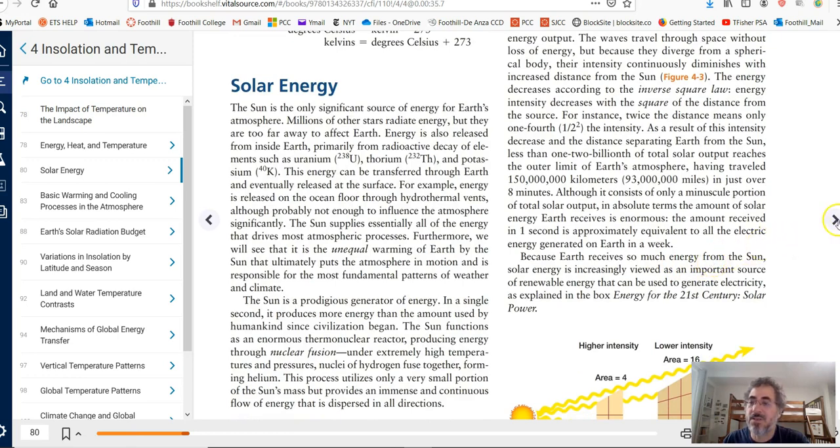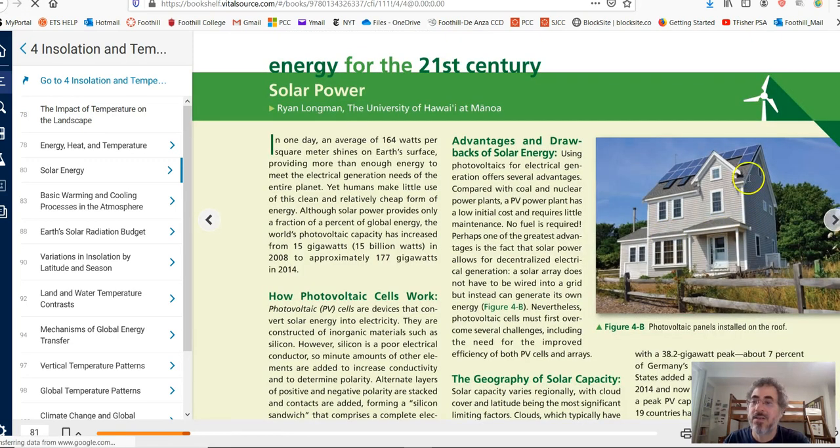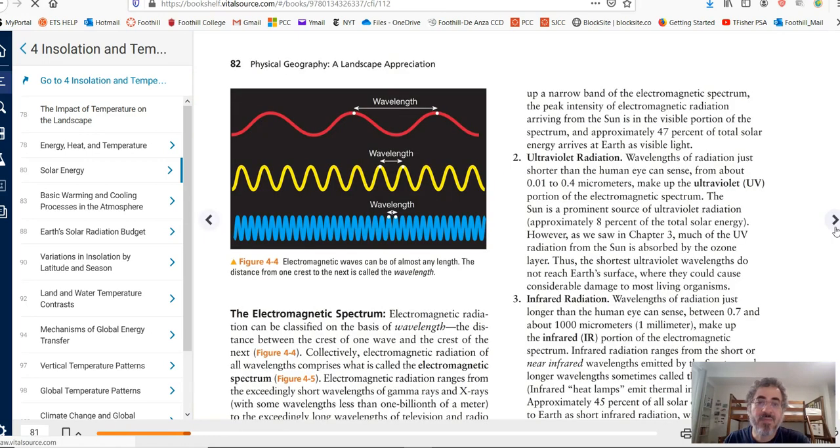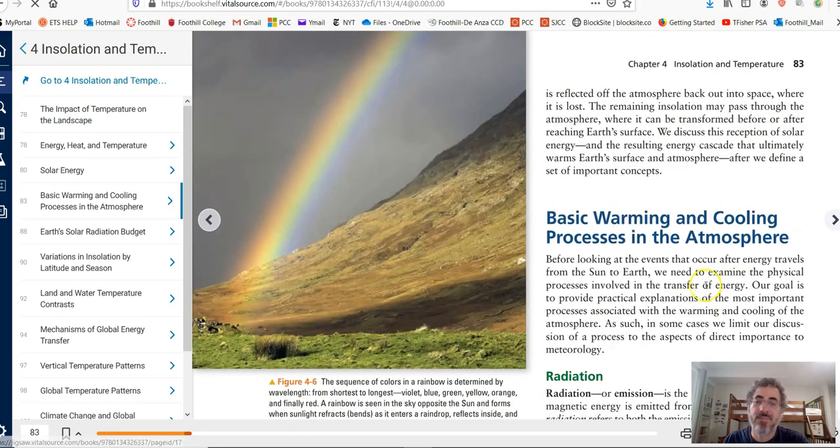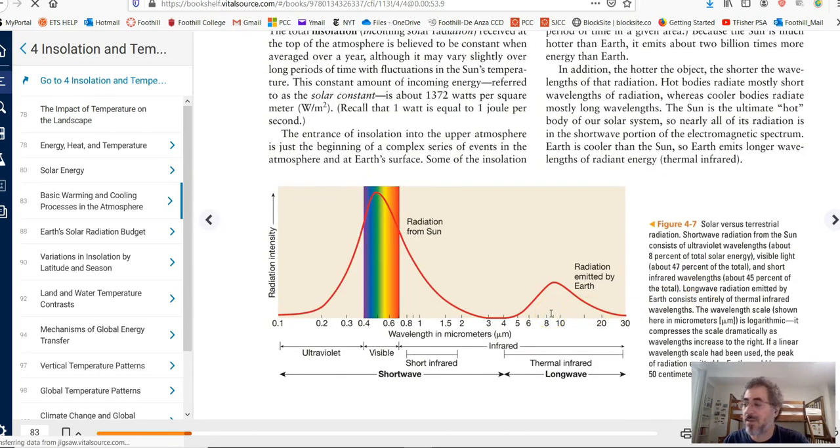So as I said, solar energy, that is the main source of that heat that we get on Earth. Here is the electromagnetic spectrum. So you saw this in Chapter 2 when they were talking about remote sensing. So familiarize yourself with the electromagnetic spectrum and the part of that is visible light. And here is another figure that shows you that.